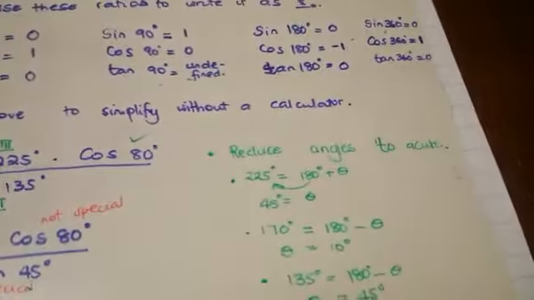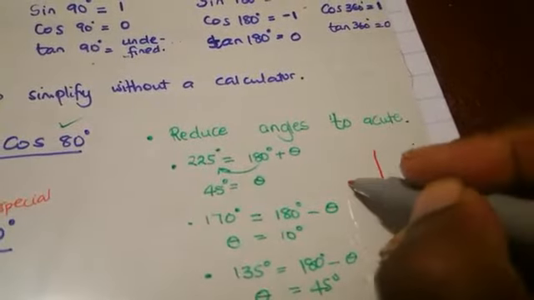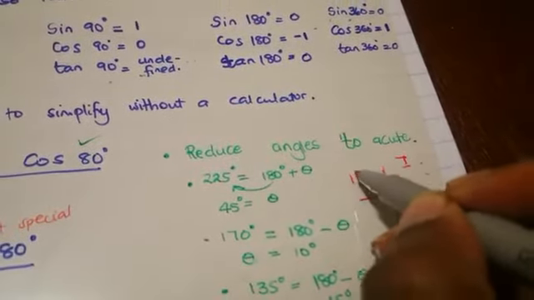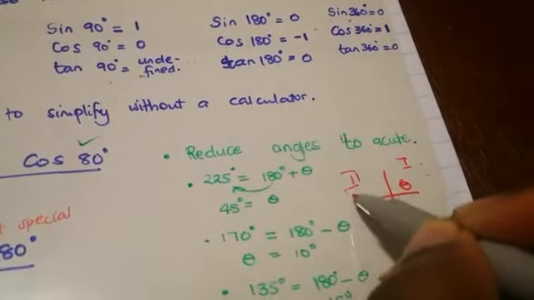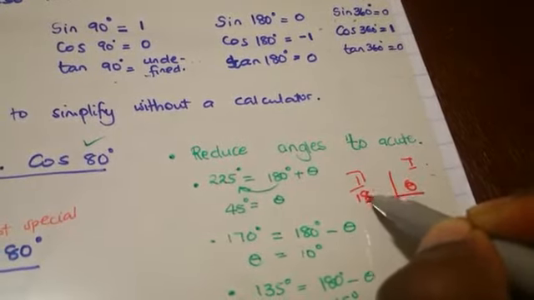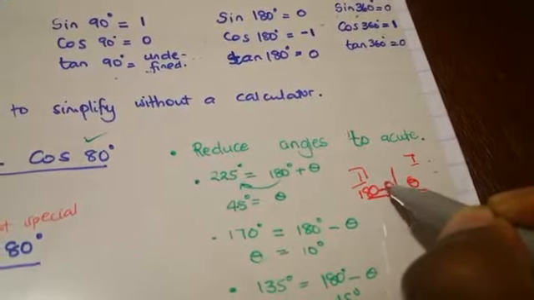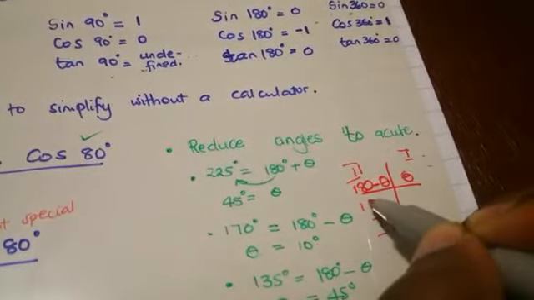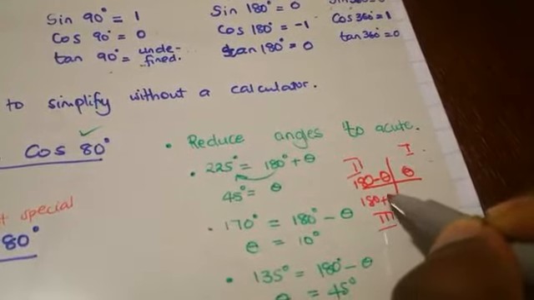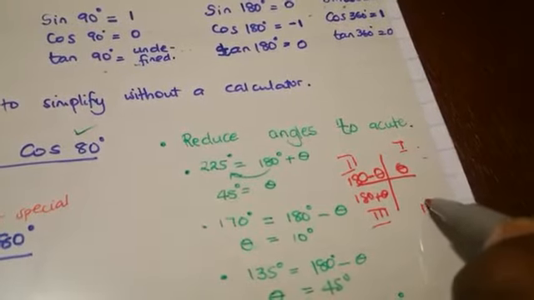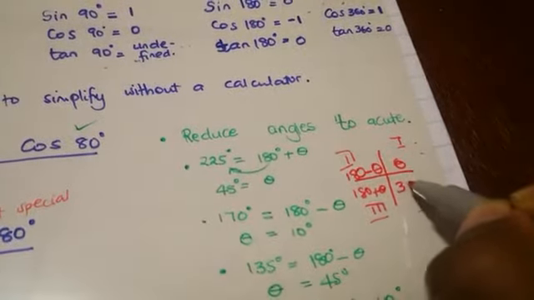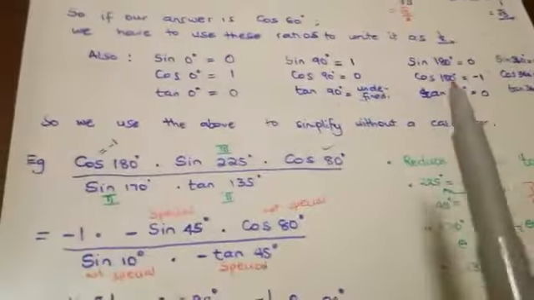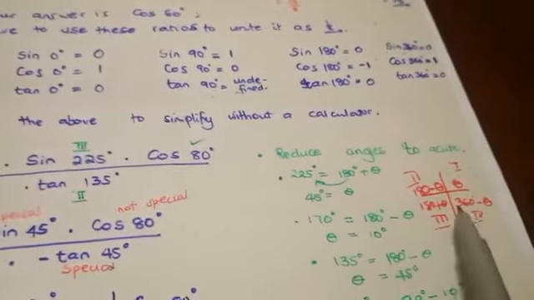we've got our 4 quadrants. The 4 quadrants are like this. So we've got our theta here, quadrant 1, and we've got quadrant 2 here, where we calculate angles by 180 minus theta. And then quadrant 3, the angles there we calculate by 180 plus theta. And then quadrant 4, we calculate the angles there by 360 minus theta. So whenever you are trying to reduce, this is what you must make use of.